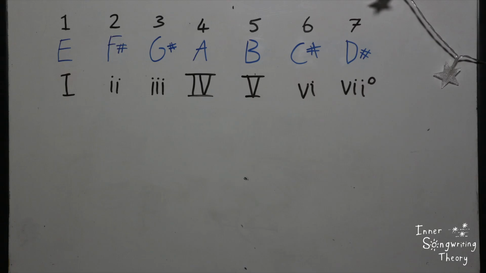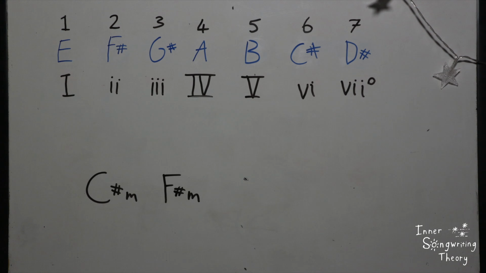Let's look at some other examples. Ed Sheeran's Shape of You uses the chords C sharp minor, F sharp minor, A and B on a loop throughout the majority of the song.